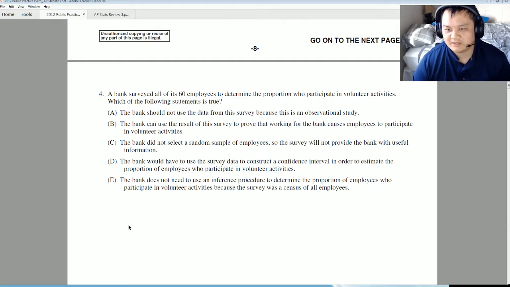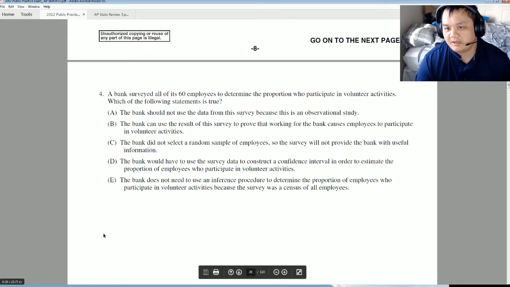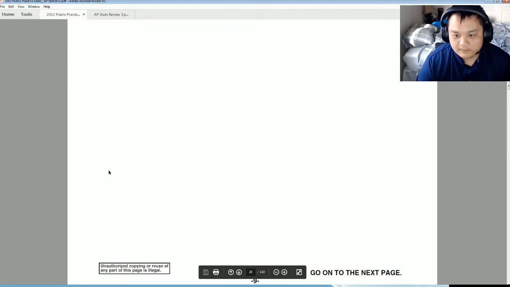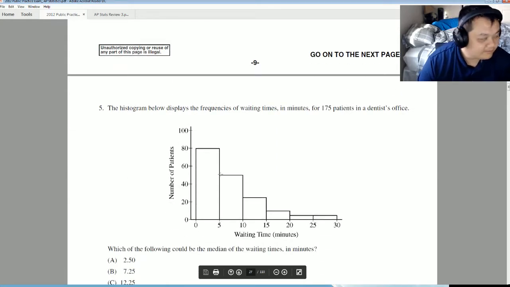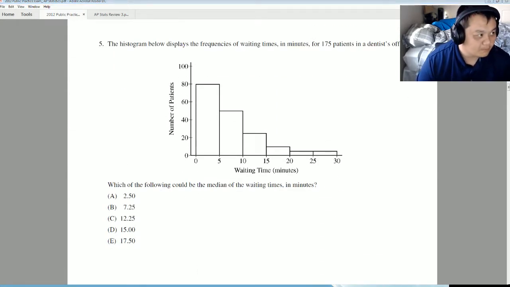It would be different if they're trying to say, well, the bank randomly selected 60 employees to determine if working for the bank has them volunteering more or not. That would be different. But here it's just surveying. Okay. All right, 5.